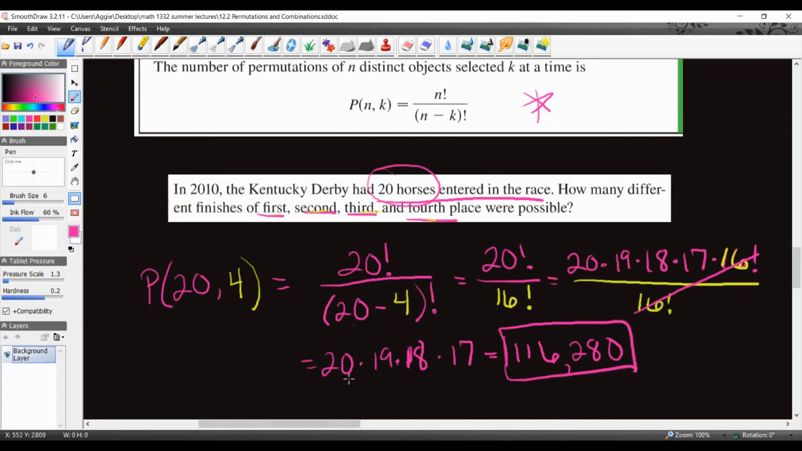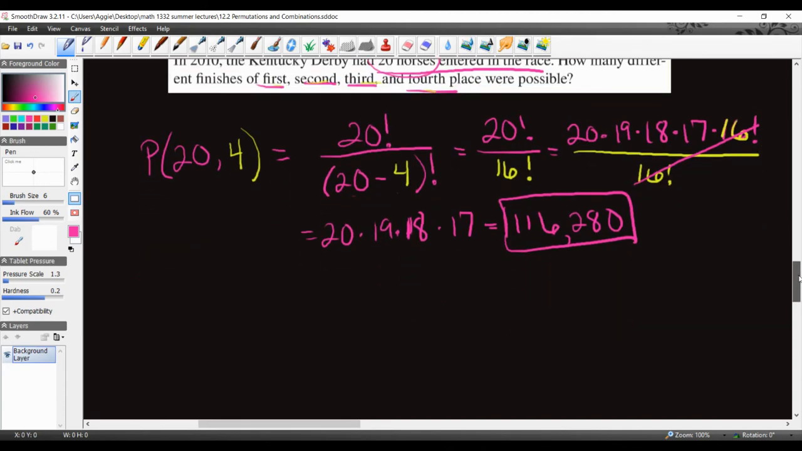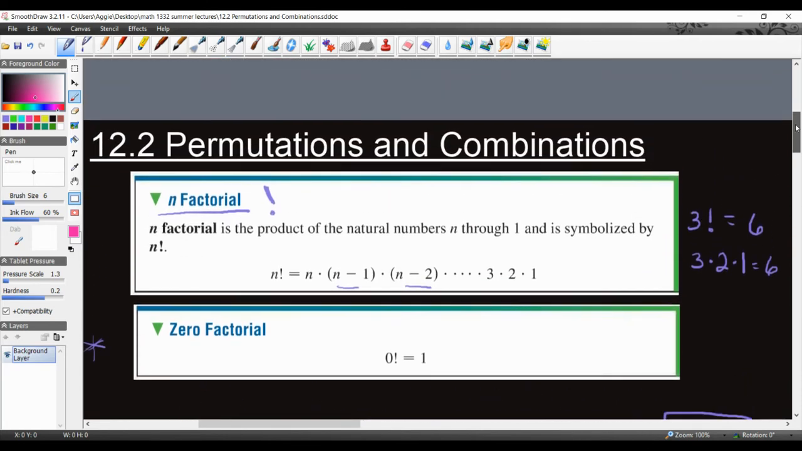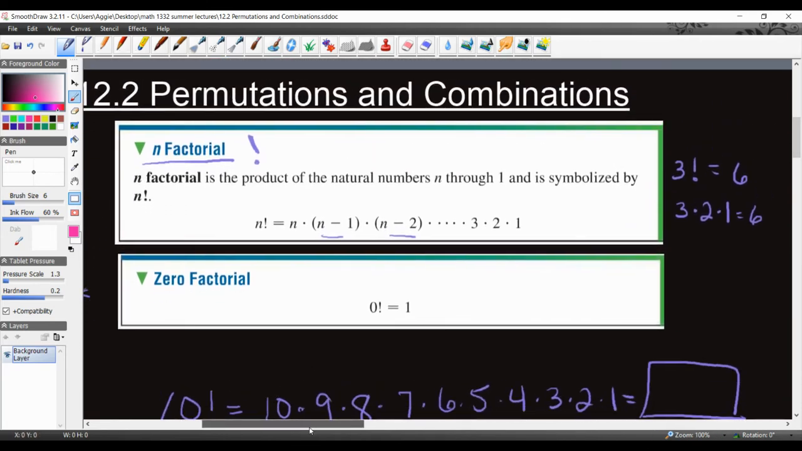Okay, that's it for this side, I believe. So that's a permutation. Okay, so we're going to go ahead and look at a couple more things, and then we'll be done.